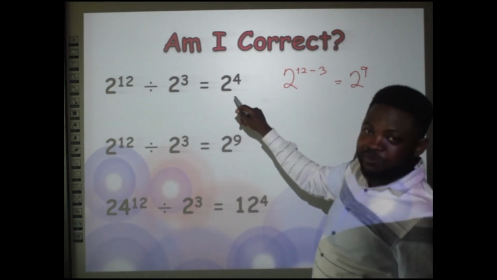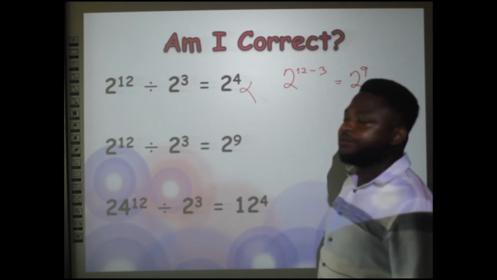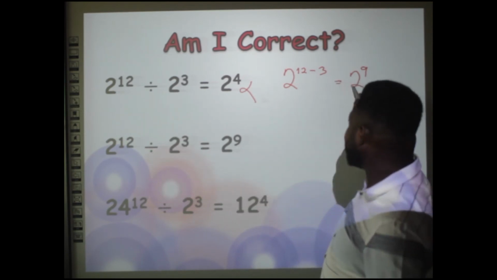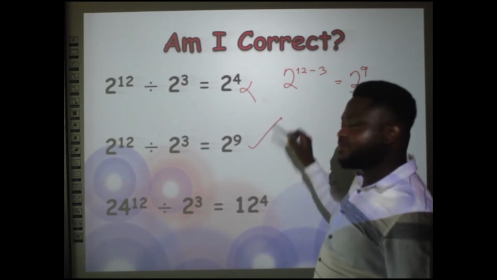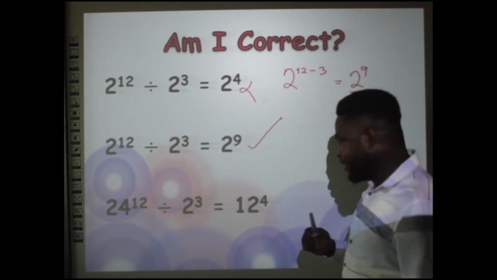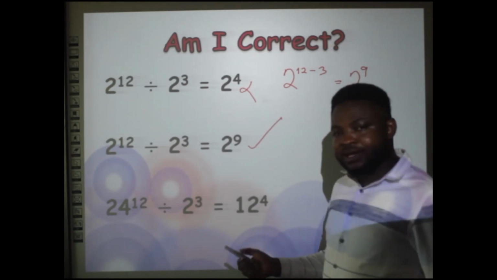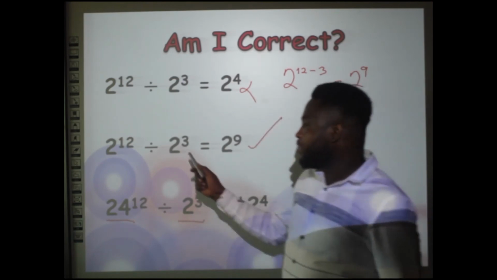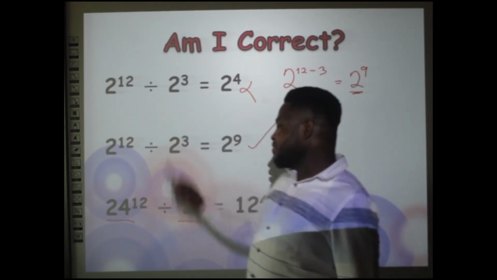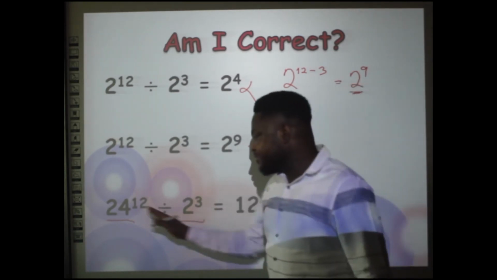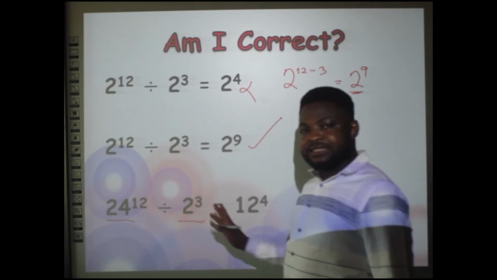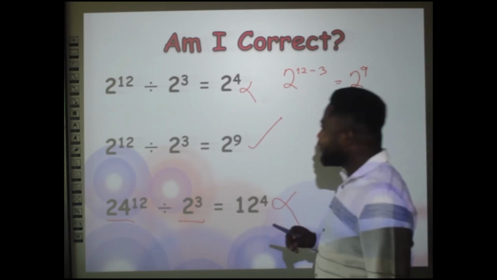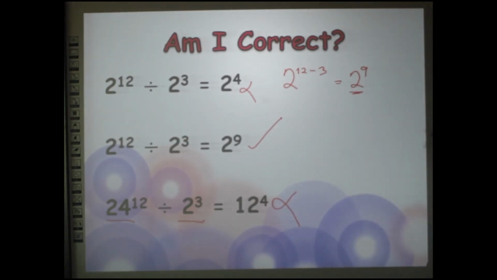But here you have 2 raised to the power 4. So this is wrong. Okay? Now, 2 raised to the power of 12 divided by this, we have 2 raised to the power 9. Yes. So this is correct. Okay? Based on our explanation here. Now, you can't combine these together. Why? Because you have 2 to the 4 here and 3 here. The rule states that you must have the same base before you can combine indices. Okay, so this is totally wrong. So this will not work. Is that clear? So that is the solution here.